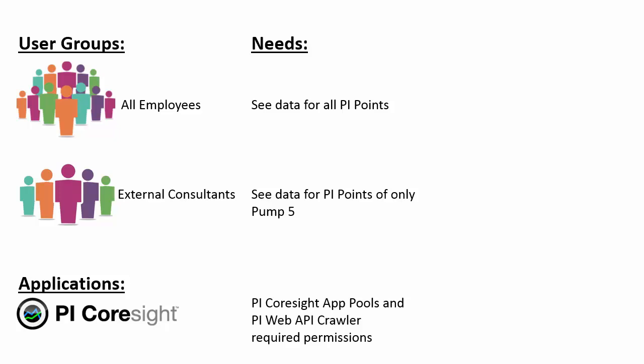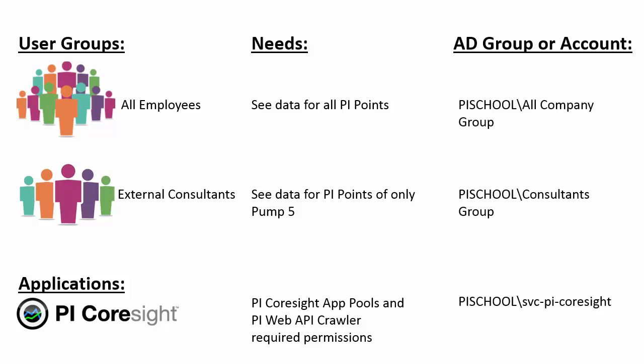Next, what we want to do is identify: are there Active Directory Windows groups for these users? And what service accounts are we using for our applications? So we can identify this, and let's say that we've got a couple of domain groups for our users, and that this is the service account that we're using for Pi Core Site. Keep in mind that in this example, for the Pi Core Site app pools and the Pi Web API crawler, we're using this same service account.